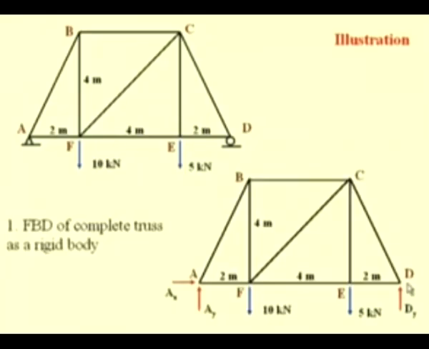Here you see the free body diagram of the complete truss. We have replaced the pin connection at A by the two reaction components AX and AY, and the roller has been replaced by a vertical component of the reaction force. And the problem is statically determinate, and from the three equations we can determine the three unknowns, that is AX, AY and DY.